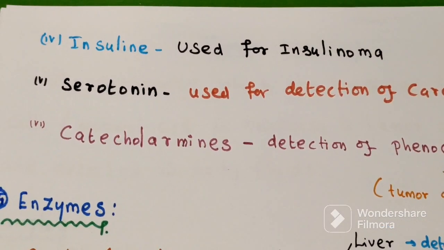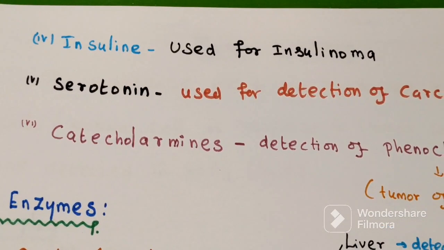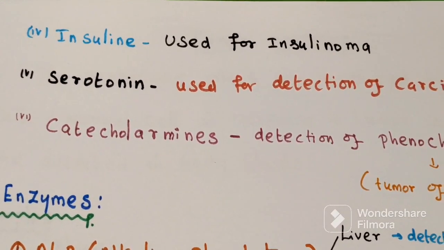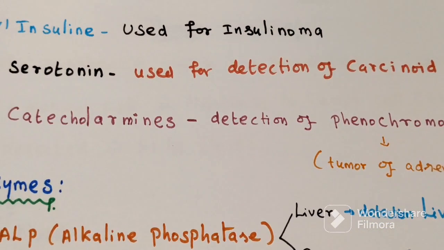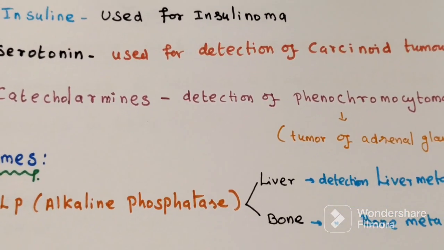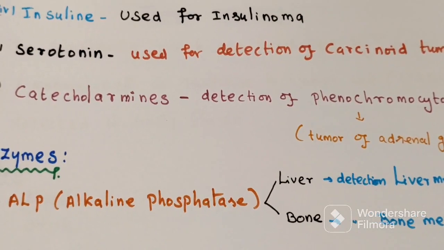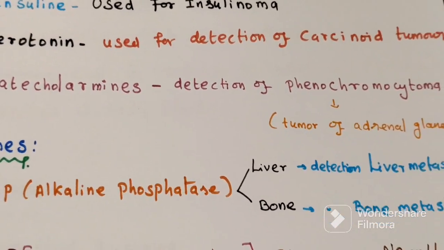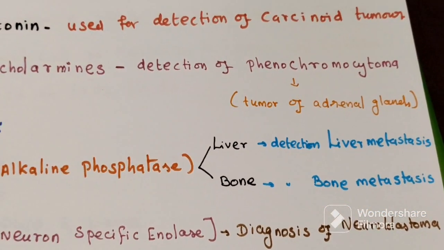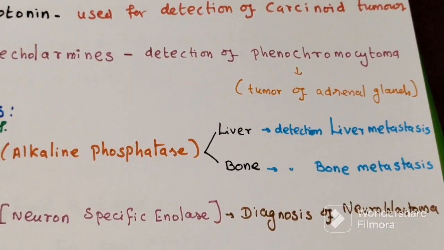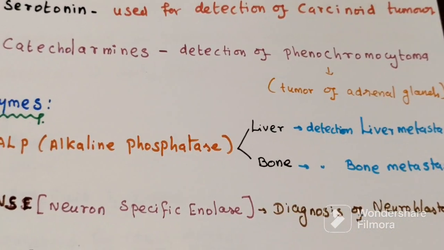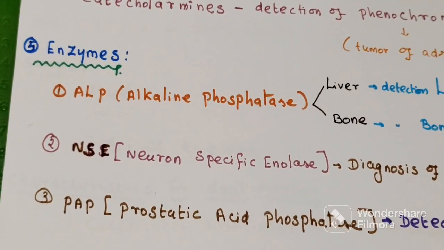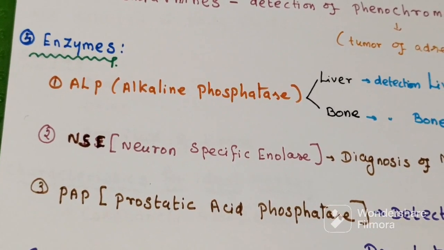Then insulin is used for detection of insulinoma. Serotonin is used for detection of carcinoid tumor. Various catecholamines are used for detection of pheochromocytoma, that means a tumor in the adrenal gland. Then the last one is enzymes. Various enzymes are used for detection, monitoring and follow-up purposes.